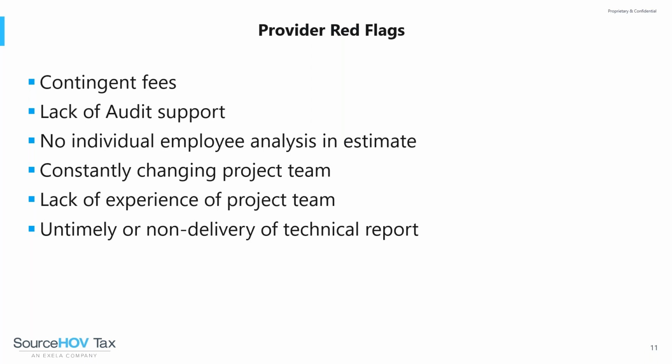The last thing that we've heard surprisingly often is untimely or non-delivery of the technical report. So usually an engagement is split into 2 phases. The first phase being the actual analysis and the calculation. The second phase being the documentation, where it's our industry standard to actually issue a report that basically outlines how we generated the credit, what sort of expenses qualified, what projects qualified, and then ultimately write memos about each one of the projects that were qualified that frames it within that 4-part test discussion.